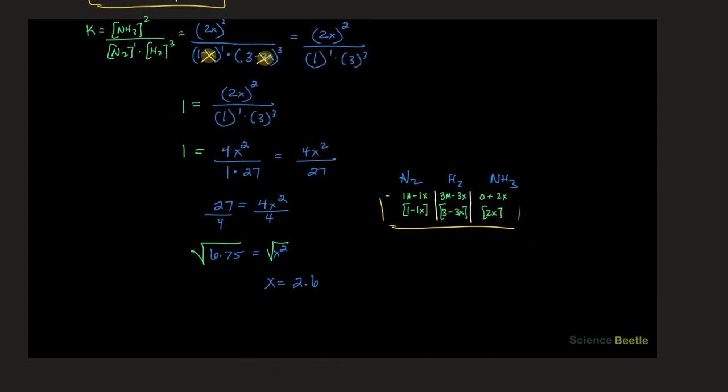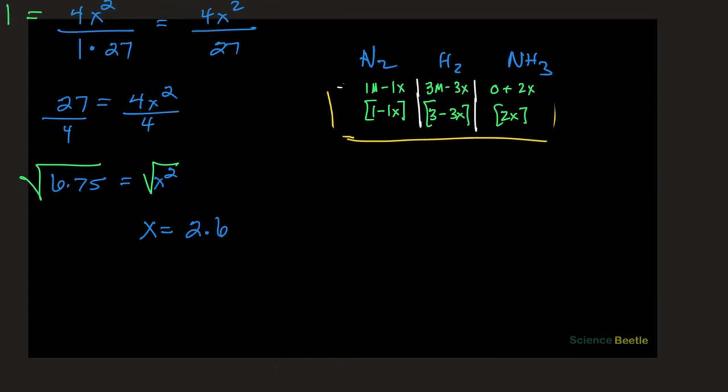So having said that, we come back down here. Now we've got values to report, so we're going to do each one of these. The first one, the N2 concentration, is equal to 1 minus 1x. We can substitute in here 1 minus 1 times 2.6, which gives us a value of the following. All right, so when we get that, we get a negative 1.6 for the N2.